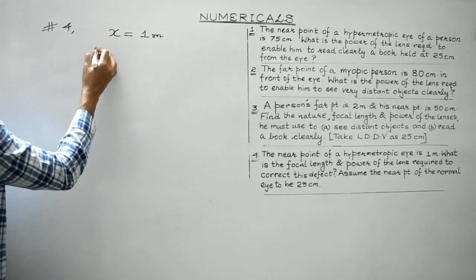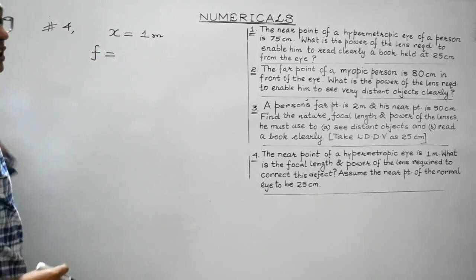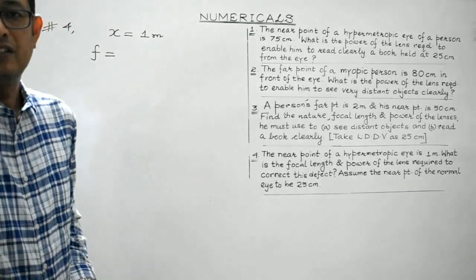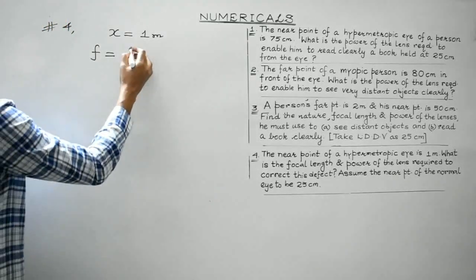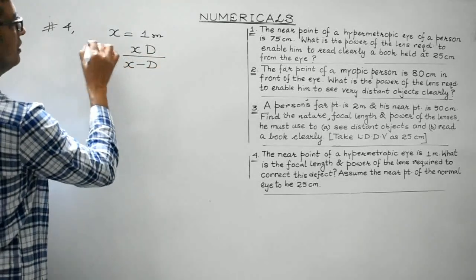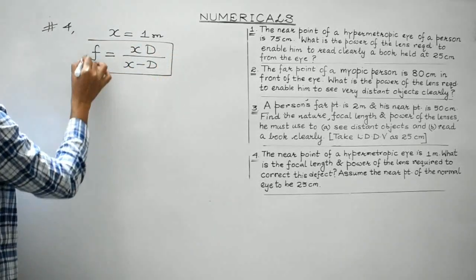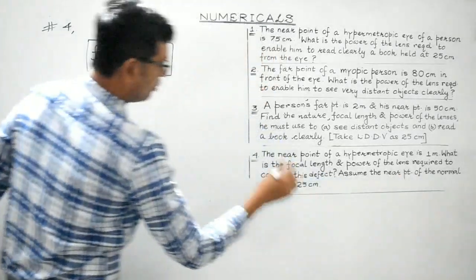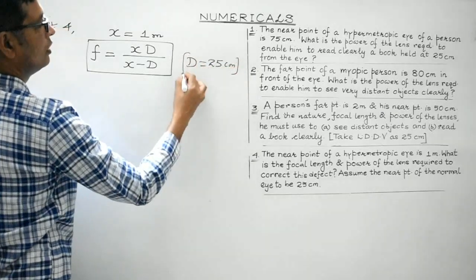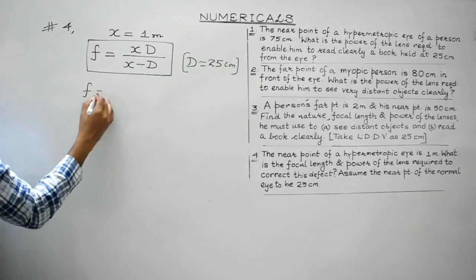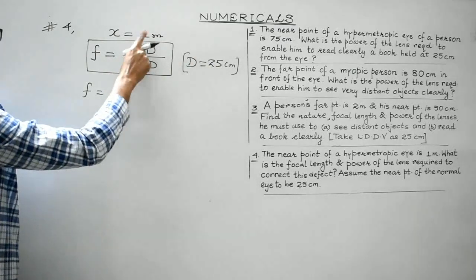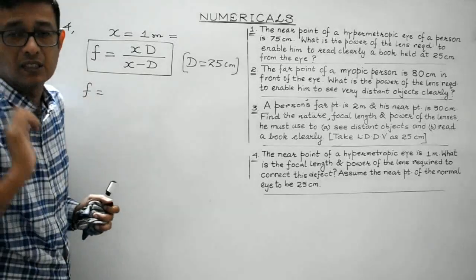Now, as we have discussed, the focal length to be used to correct hypermetropic eye is given by xd divided by x minus d. This is the formula to be used. D, that is the near point of the normal eye, is to be considered as 25 centimeter. It's given in the question. So, f is equal to, this is in centimeter, this is in meter. So either convert this in meter or meter into centimeter. We have to consider only one system of unit, right?